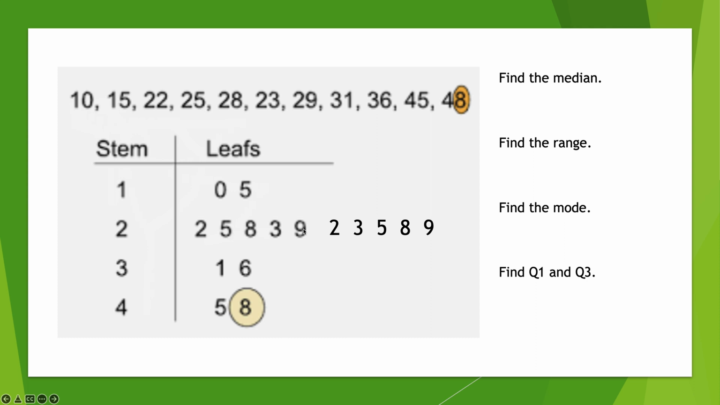And I always want to take the time to write those in order. Very important to write them in order. So I wrote 2, 3, 5, 8, 9. Same numbers. I just put them in the correct order. It's very important to do that because of questions like those we have on the right. For 30s, I have 31 and 36 represented with the leaves 1 and 6. And then for the 4s, I have 4, 5, and 4, 8 for 45 and 48.